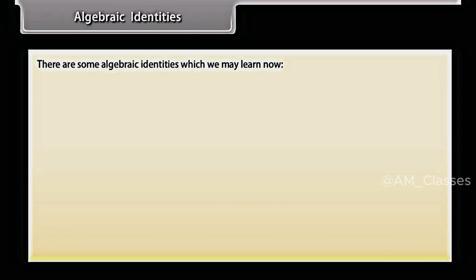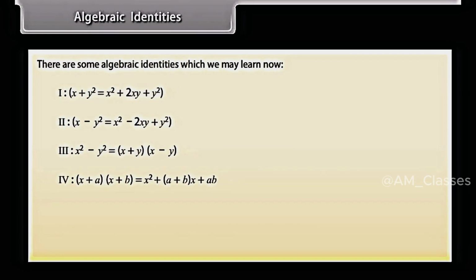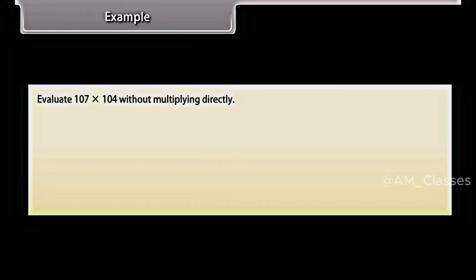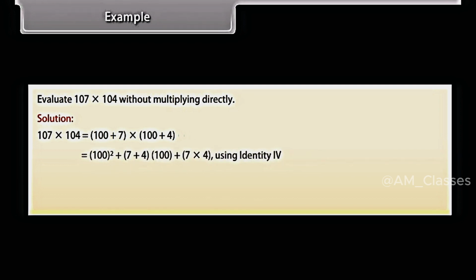Algebraic identities. There are some algebraic identities which we may learn now. Example. Evaluate 107 x 104 without multiplying directly. Solution. 107 x 104 = (100 + 7)(100 + 4), which equals 100^2 + (7 + 4) x 100 + 7 x 4 using identity 4, which equals 10,000 + 1,100 + 28, which is equal to 11,128.